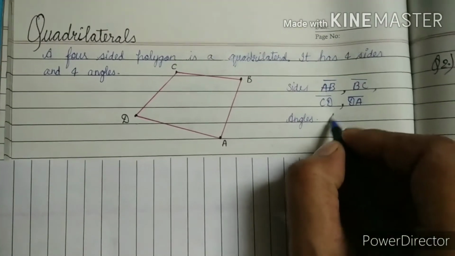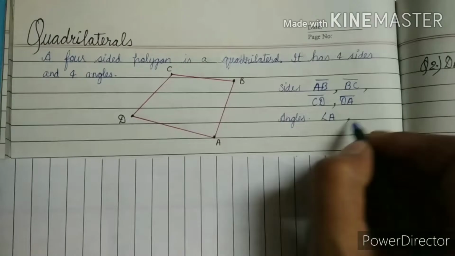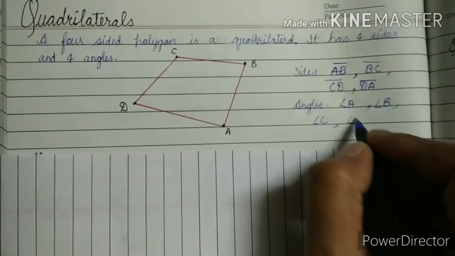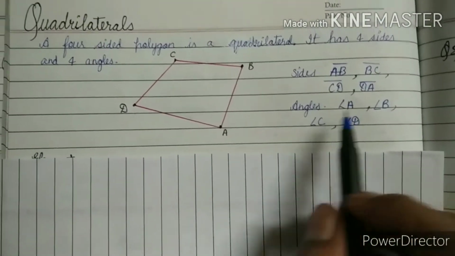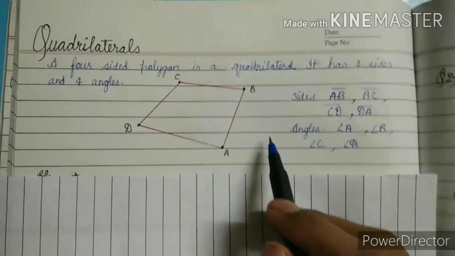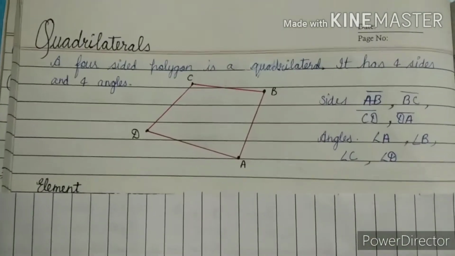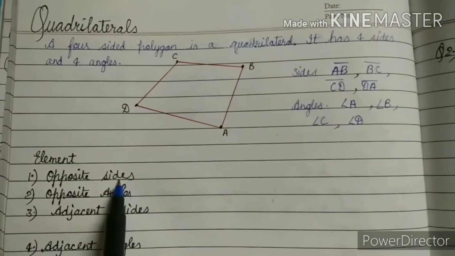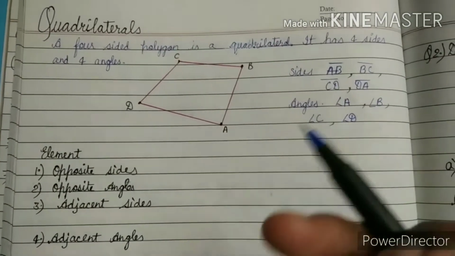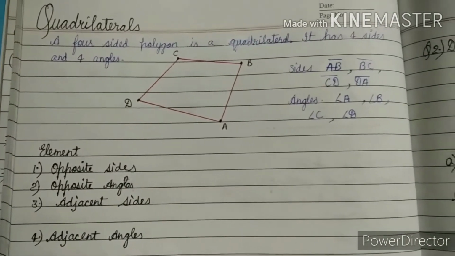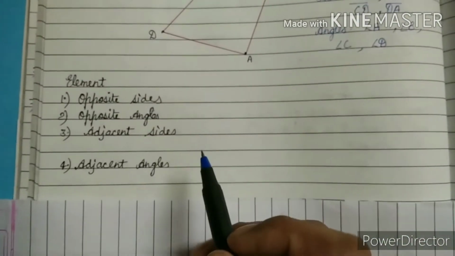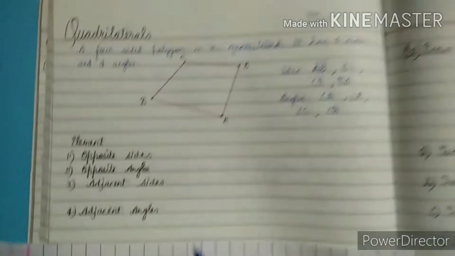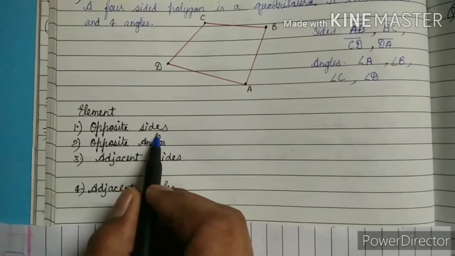Now the angles. The first angle is angle A, then angle B, then angle C, then angle D. These are the angles of the quadrilateral. Now we have some elements of quadrilaterals, the first being opposite sides. Opposite means just opposite of each other, like the opposite of ground is sky, the opposite of good is bad. So the first element is opposite sides.